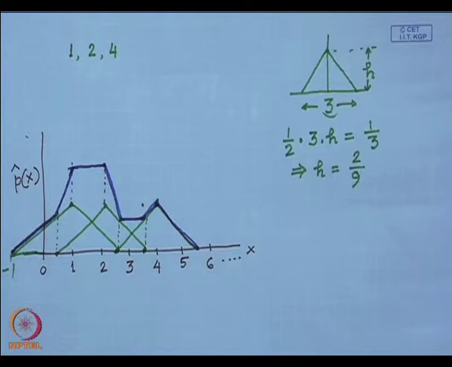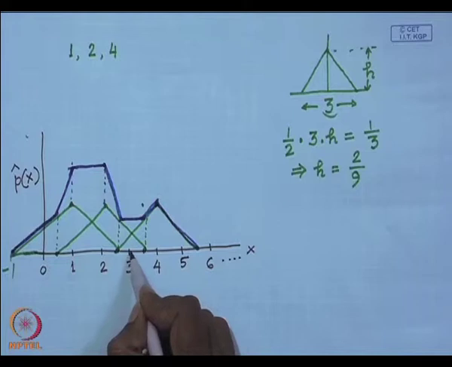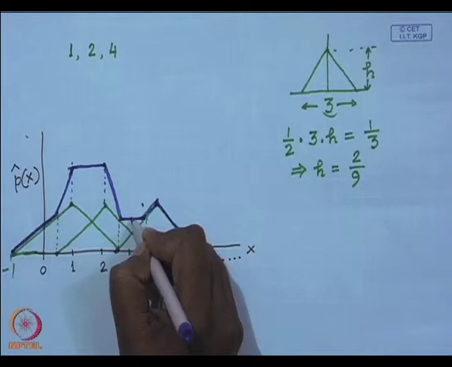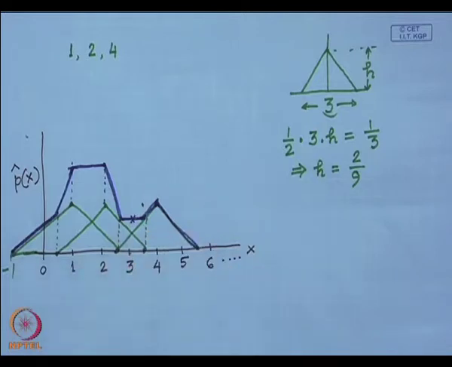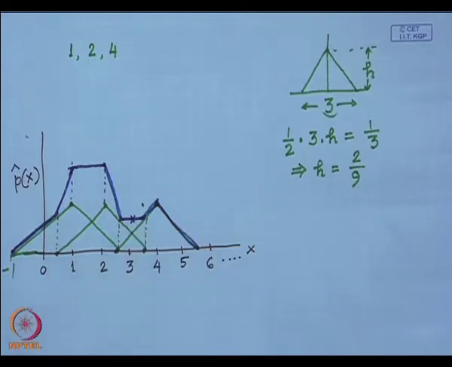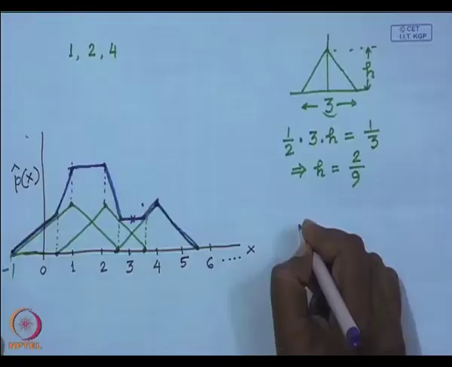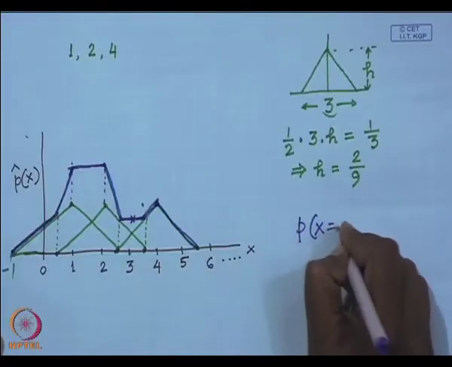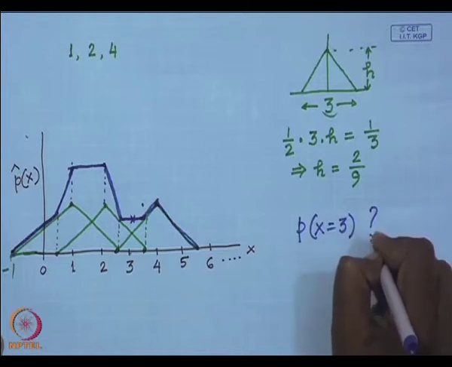Now, given this, if I want to find the probability density at location x equal to 3, you find that it is nothing but the functional value of the final probability density, which is given by this value. Now, how do you compute this value? This is conceptually fine, but finally, I have to find out what P of x equal to 3 is. This is what I have to compute.